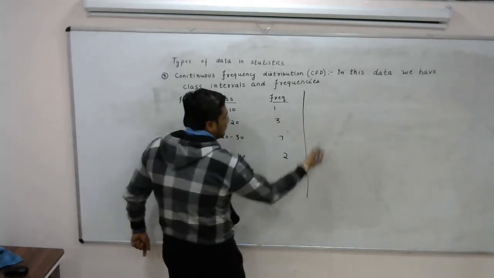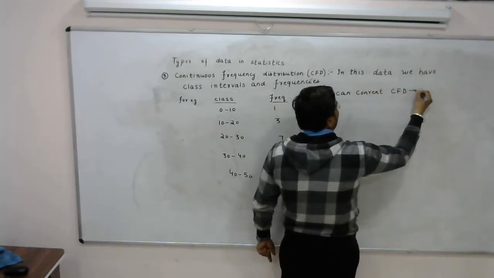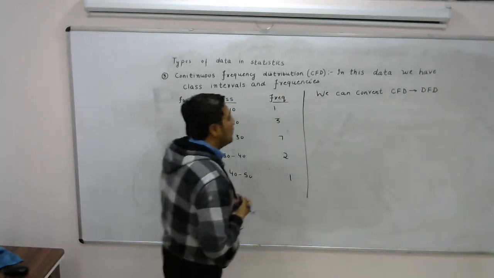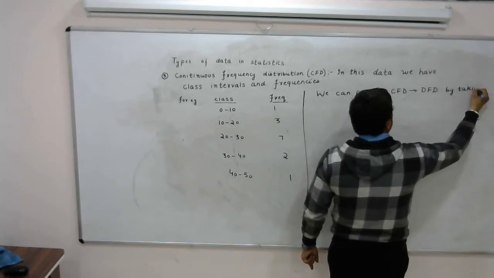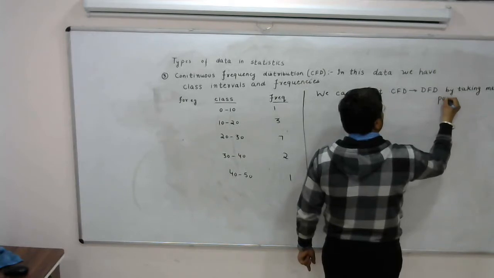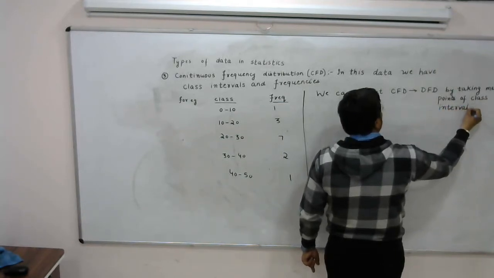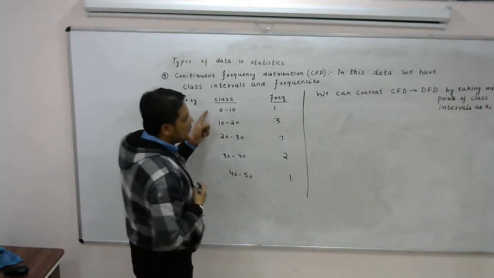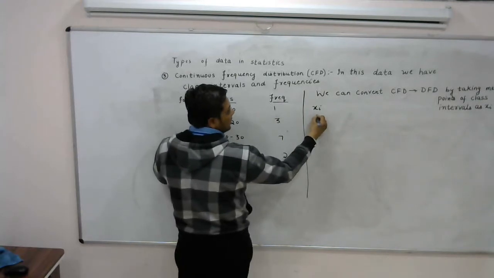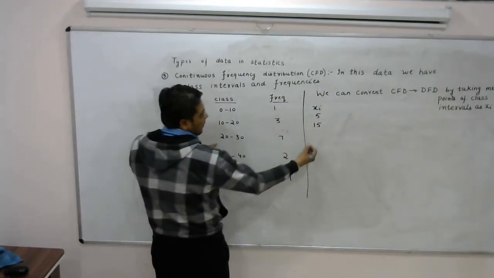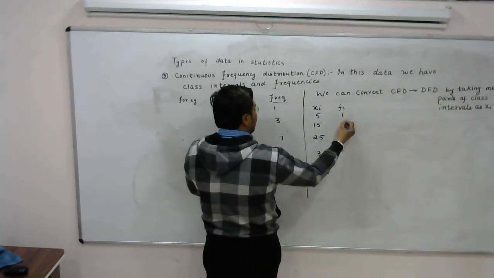Now we can convert CFD to DFD. How? By taking midpoints of the class intervals as xi. So in order to convert this into a discrete frequency distribution, I will take midpoints of these class intervals. From 0 to 10, the midpoint is 5, then 15, 25, 35, and 45. Here, frequencies will remain the same.